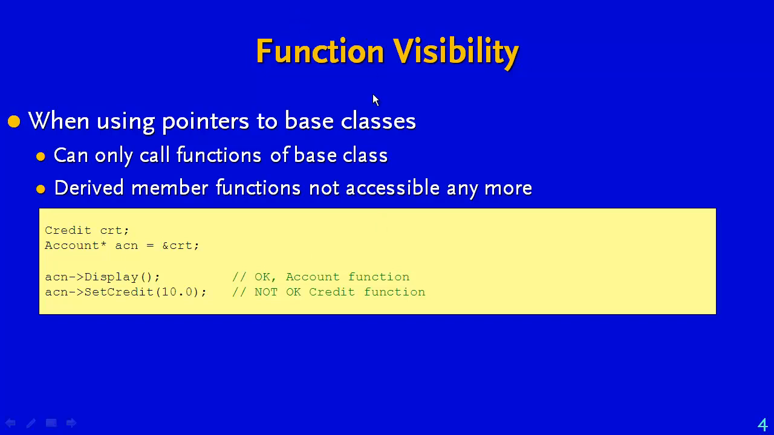Now, if I look at function visibility, we have pointers to base classes. So I've got a credit object, which is an object of a derived class. I've got a pointer to a base class, and I can assign it to the address of the derived class. That's fine. So the pointer is really pointing to the account. When I say display AC, the compiler sees it as being an account, so it calls the function in the base class, even though the pointer is pointing to the address of CRT. So if I call a member function on the CRT object, it won't work because it doesn't know where it is.